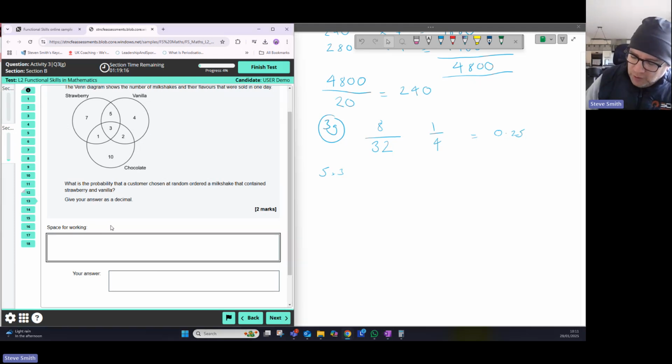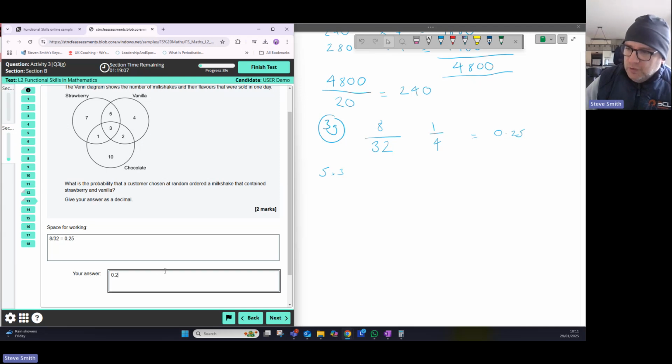Space for working, I'm just going to put 8 divided by 32 equals 0.25. And my answer is here, 0.25. So I've shown here, I've found out what it is as a fraction. I've changed it into a decimal by dividing them into each other.